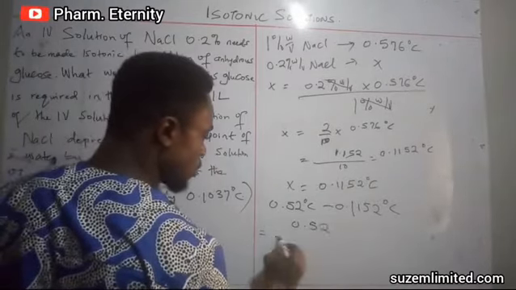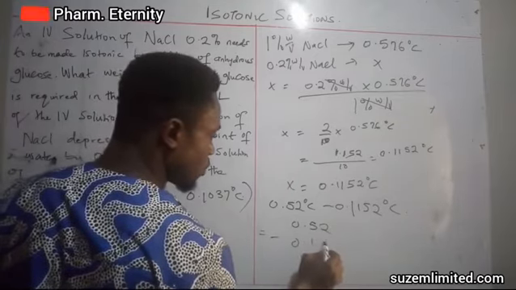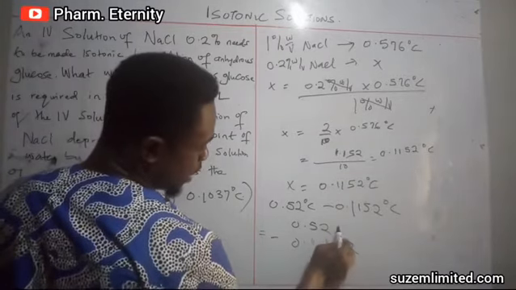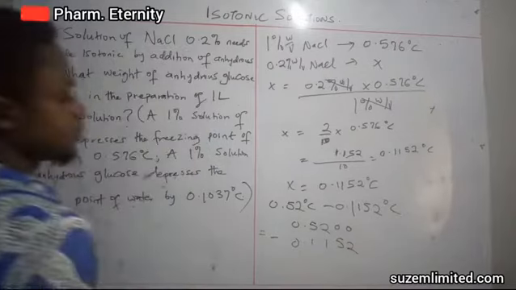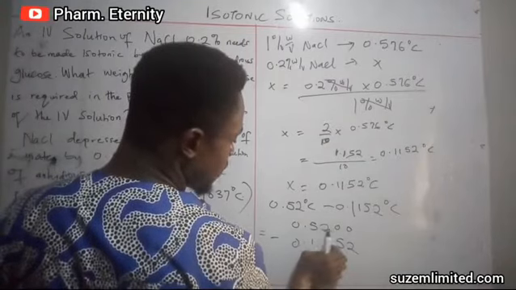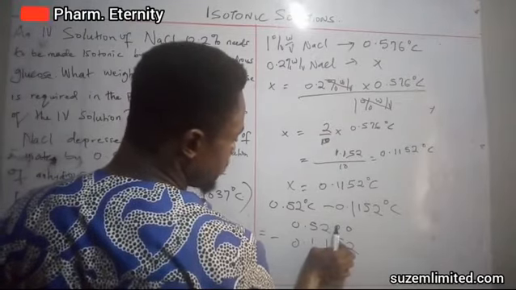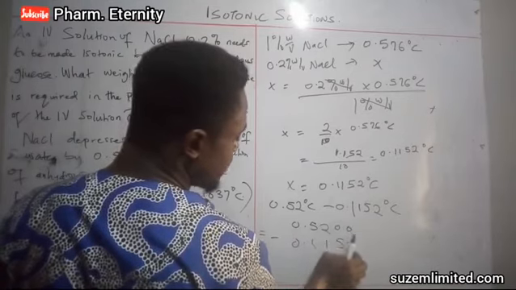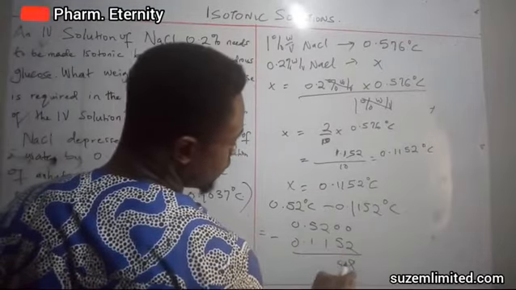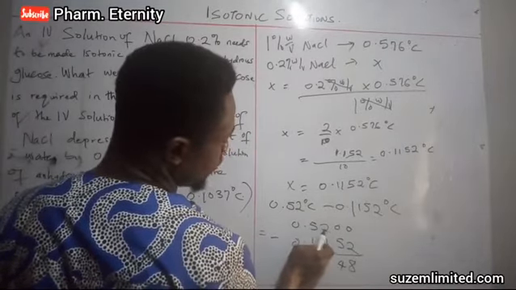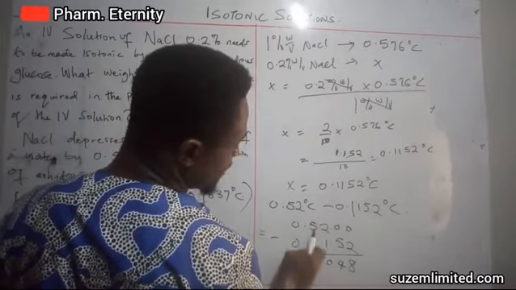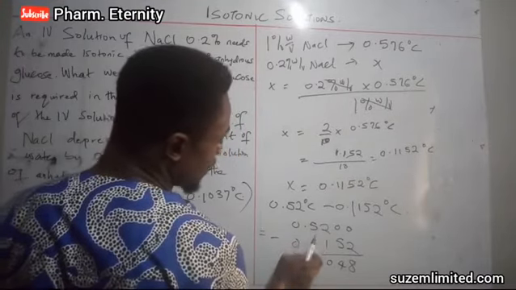So 0.52 minus 0.1152. We can add a 0 here. Now let's go. Take one from here, put here, it becomes 10. Then borrow 1 here, put 2 here, it becomes 10 again. 10 minus 2 is 8. What is remaining here is 9. 9 minus 5 is 4. What is remaining here is 1, because we took 1 from here ab initio. So 1 minus 1 is 0. What is remaining here? Still 5. Nothing was taken from here. 5 minus 1 is 4.